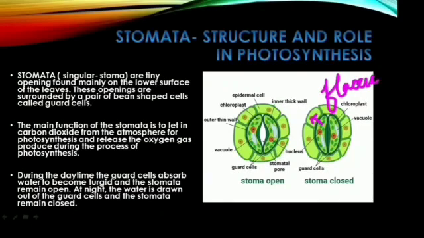Flaccid is a condition of a cell in which it doesn't have a sufficient amount of water to maintain its shape. So what happens when the water goes out? These inner thicker walls of the guard cell once again revert back to their original position, and the stoma gets closed up. So this is how the stomata open or close. This is the mechanism of opening and closing of stomata. I hope you all have understood, children.